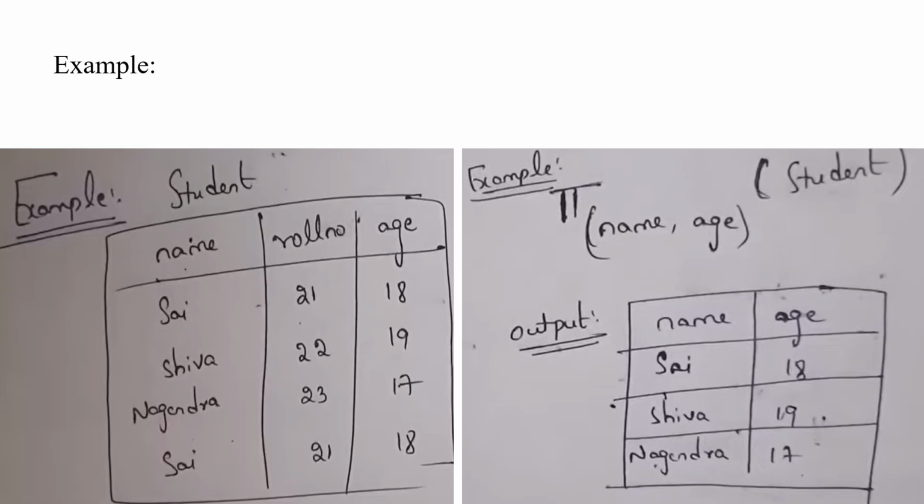Let us consider the same table named student. The basic syntax is pi, with the name and age in brackets. We want to retrieve the name column and age column from student. Observe the example to understand clearly.